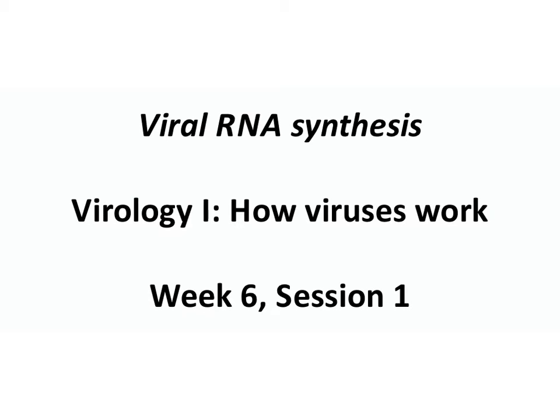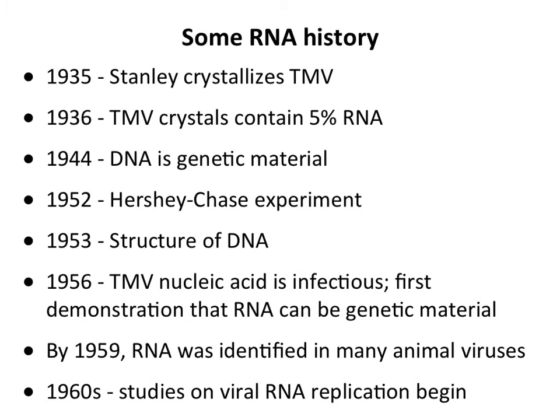Today we're going to talk about viruses making RNA synthesis. And just to give you a little perspective of how this developed historically, remember tobacco mosaic virus, the first virus to be discovered. It was crystallized in 1935. A year later, the crystals were found to have 5% RNA in them.